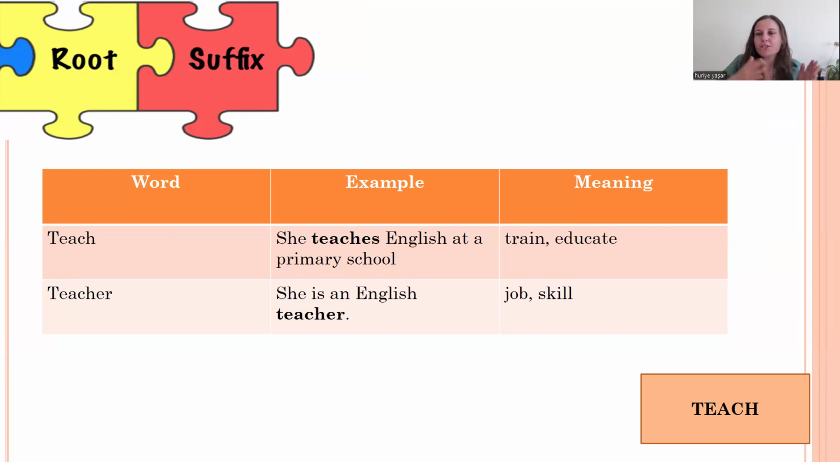We say, she helped me, for example. I understand that the event happened in the past. Let me show you a few examples of how those happen. The verb teach is an action and gives the meaning of educate or train. She teaches English at a primary school. She gives lessons. But if I say teacher, she's an English teacher. It is a job for her. So I understand that it is a kind of skill for the person she.